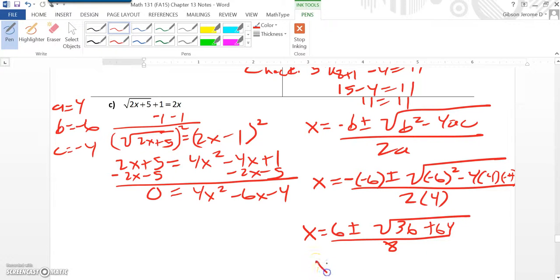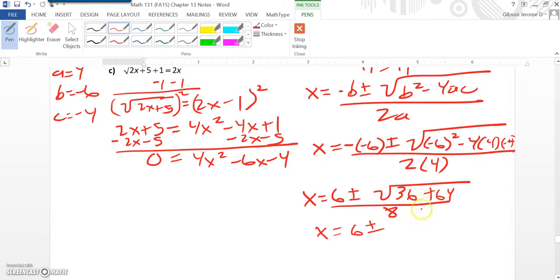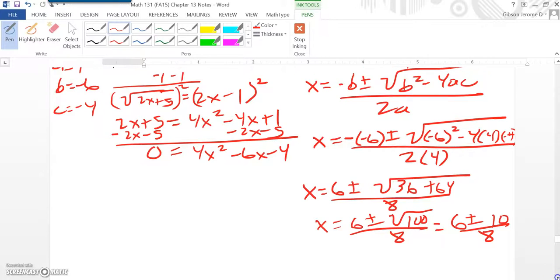So this would end up being x is equal to 6 plus or minus. Now 36 plus 64 we know is 100. And the square root, well, I'll write that down. Square root of 100. And that's all over 8. So this will give us 6 plus or minus 10 all over 8.